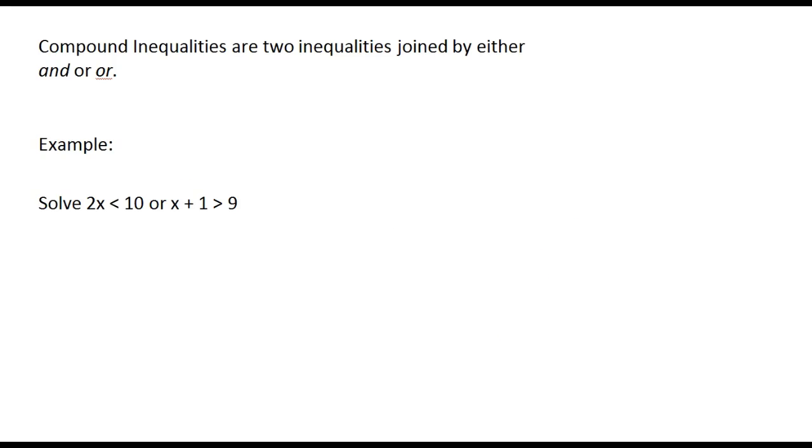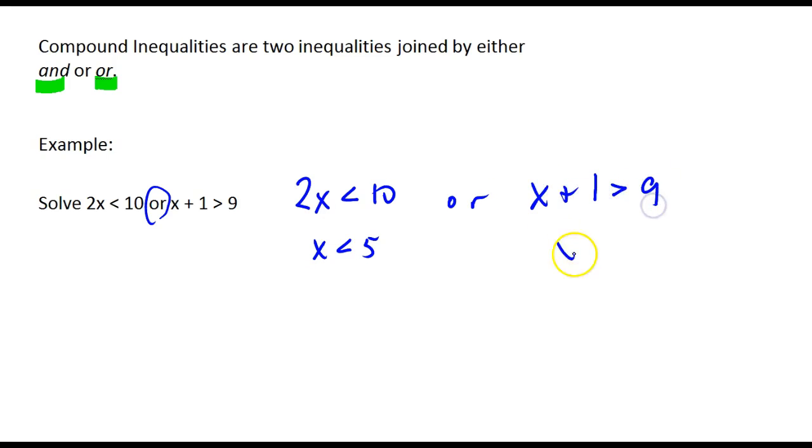because x is greater than or equal to negative 4. Compound inequalities are two inequalities that are joined by either the word and or or. And so you can see that we have an or in here. So we're just going to solve them separately and then put them together at the end, okay? So 2x is less than 10. That means x is less than 5. Or x plus 1 is greater than 9.